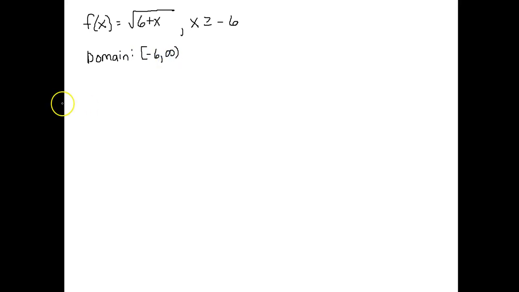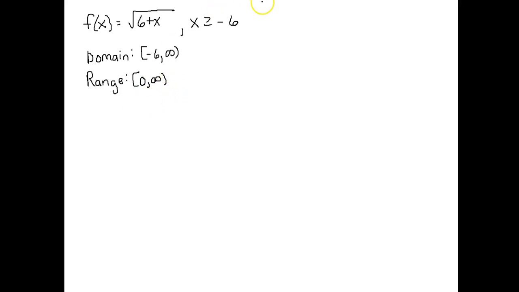Okay, and let's look at one where you have to do some restrictions. f of x equals the square root of 6 plus x. And you're also told that x is greater than or equal to negative 6. So the domain is negative 6 to infinity. And if you look at the range, you plug in negative 6, you're going to get 0. Plug in bigger numbers, you're going to get bigger and bigger values. So the range is 0 to infinity.